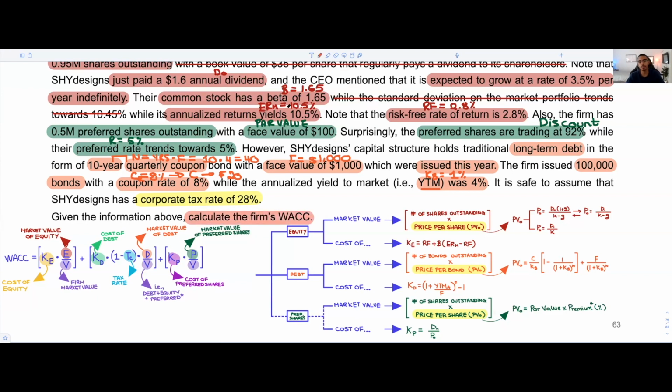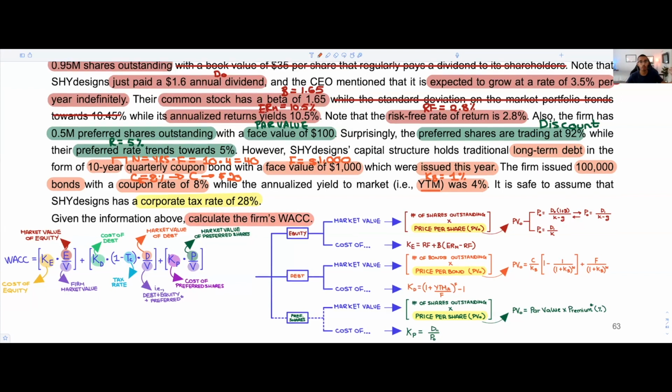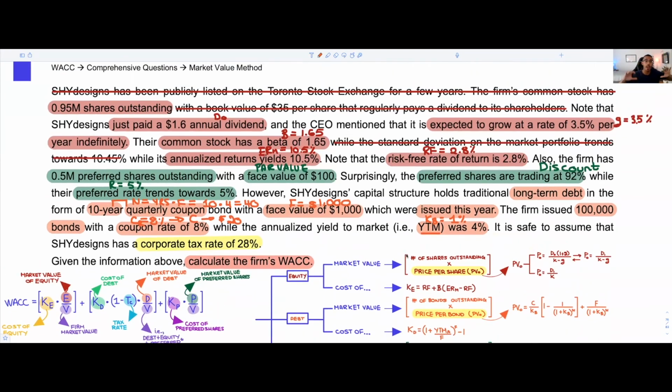All right. So now that we walk through the question and you literally have everything that you need to solve this, we're going to walk through the flow chart one by one. We're going to start with equity. We're going to solve for the market value of equity and the cost of equity. Then we're going to go into debt. We're going to solve for the market value of debt, and then the cost of debt. And finally, we're going to go into preferred shares, and solve for the market value of preferred shares and the cost of preferred shares.